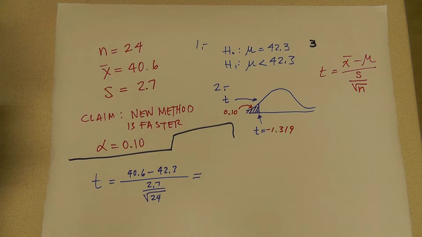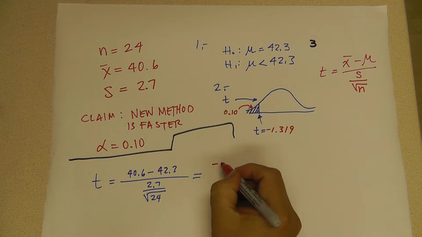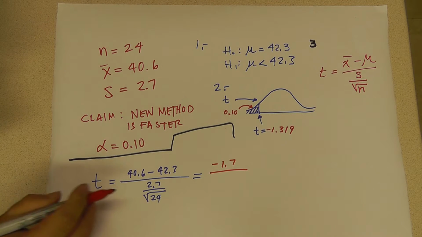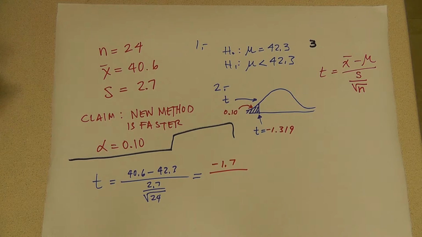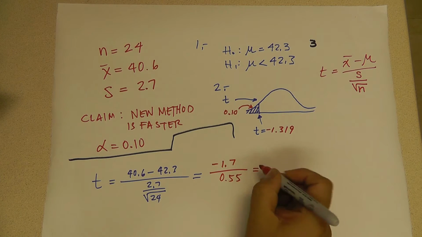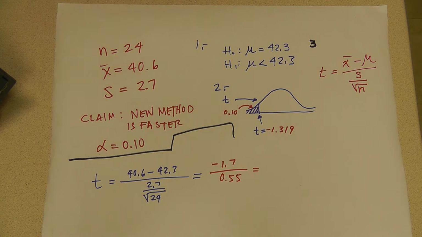Now the next step, of course, will be to find this number t using the calculator, and you can do that in 2 steps. So 40.6 minus 42.3, I get minus 1.7. This on top will be minus 1.7, and to find this number on the bottom, you divide 2.7 by the square root of 24, and I get 0.55. You don't have to do 2 steps. You can do that in 1 step, and at the end you get minus 1.7 divided by 0.55, which is basically minus 3.1. And make sure that you verify this number, minus 3.1, just to be on the safe side.